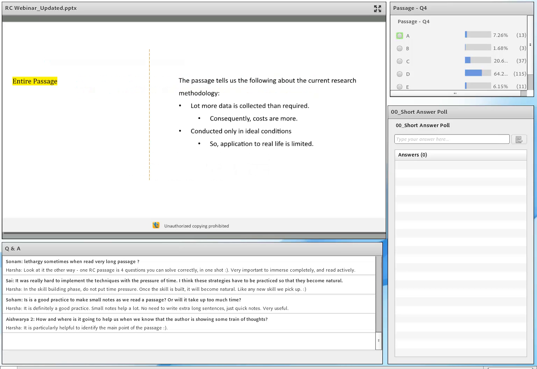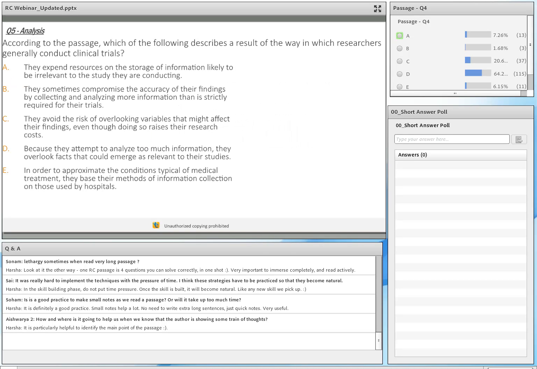Again, the two things which we know is a lot more data is collected, and consequently you have more costs and then ideal conditions. So you need to take a two-step process, otherwise the application is limited. If I remember, choice A is the right answer, which is they expend resources on storage of information that is likely to be irrelevant to the study they are conducting, which is the correct answer.